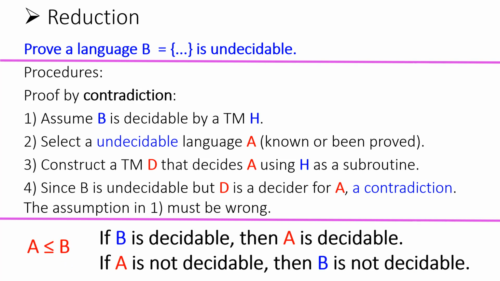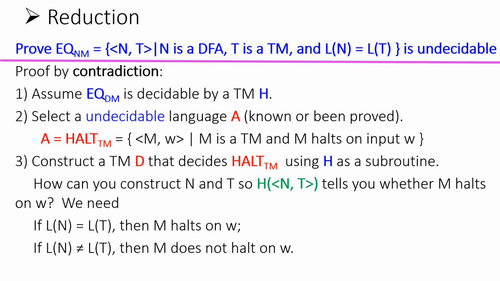This whole process can be written as A less than or equal to B. We read it as A reduced to B. The meaning of it is, if B is decidable, then A is also decidable. If A is not decidable, then B is also not decidable. Let me use an example to show you how exactly this works. We want to prove the language EQNT is undecidable. We want to check whether an NFA and a Turing machine define the same language.